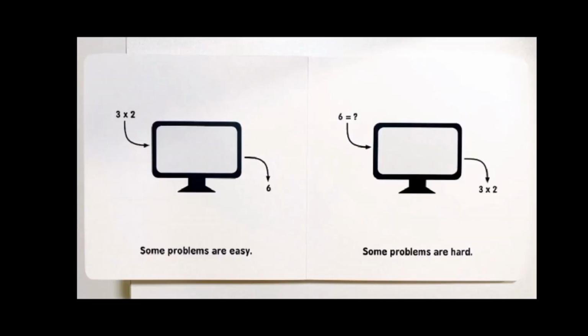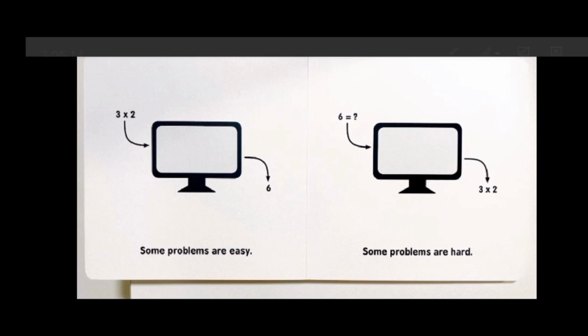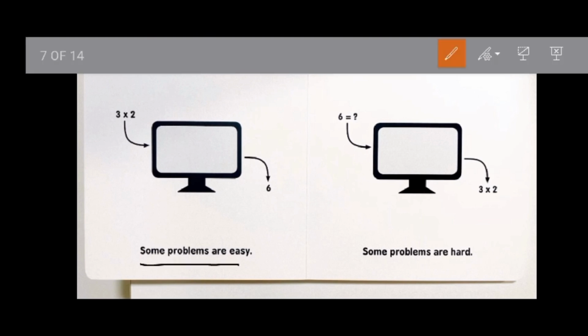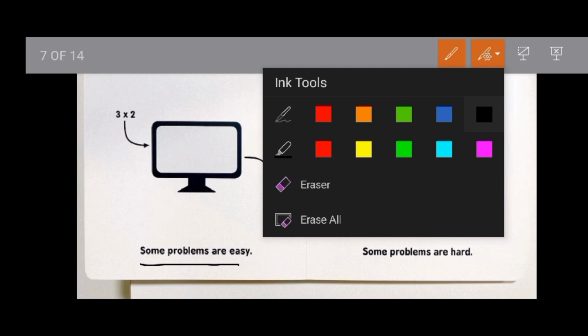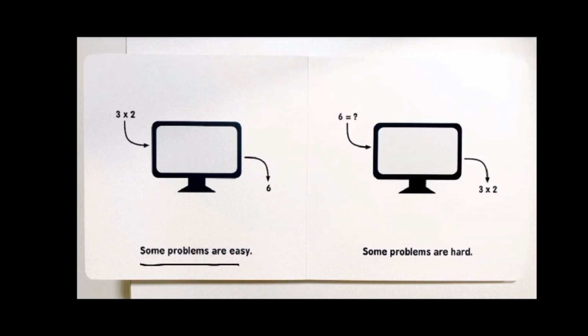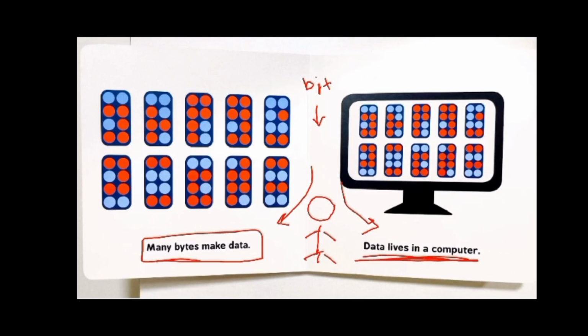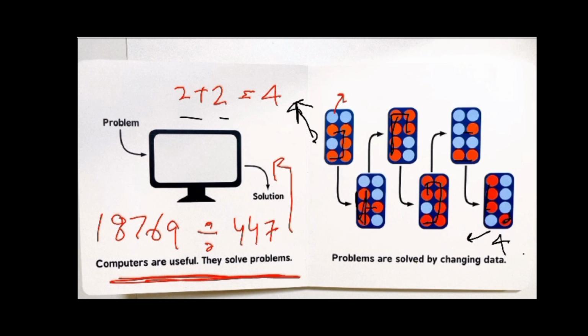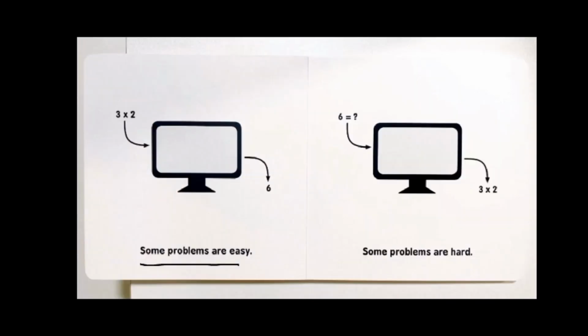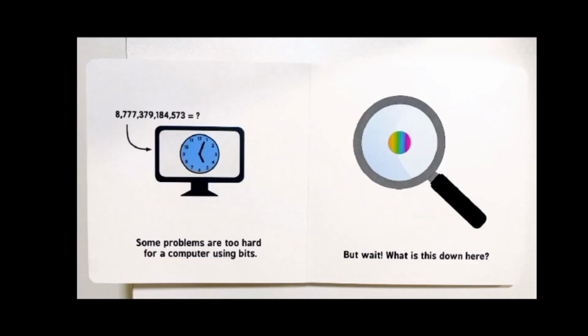Okay, let's move on. It says that some problems are easy and some problems are hard. I gave you an example before. This 2 plus 2 is an easy problem, while this one, 18769 divided by 447, is a difficult one. So some problems are easy, some are hard.